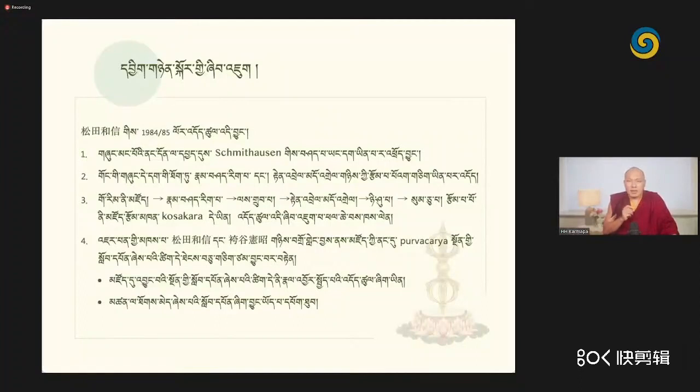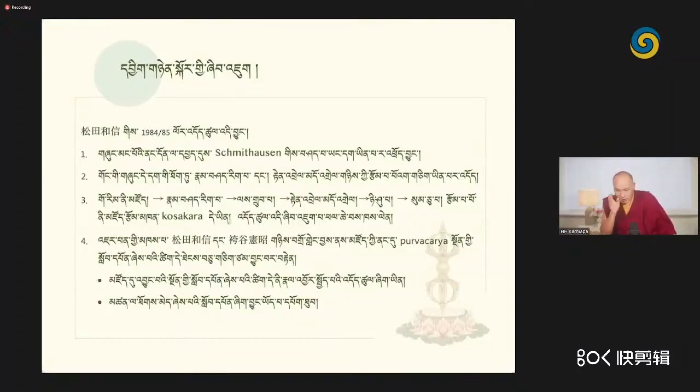And so what he said is, in addition to the works that Schmidthausen examined, he added two additional works. These two additional works are first the Logic of Explanations, and the other, the Explanation of Interdependence. And he said that these were also written by Vasubandhu, the author of the Treasury.